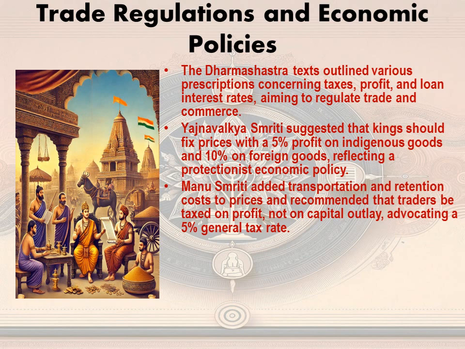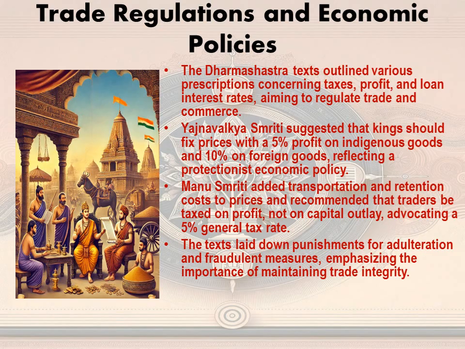Manusmriti added transportation and retention cost to prices and recommended that traders be taxed on profit, not on capital outlay, advocating a 5% general tax rate. So traders will be taxed on how much profit they get, not on how much transaction they do, because many of the transactions may not have been profitable also. Hence there was a 5% general tax rate on the trading activities.